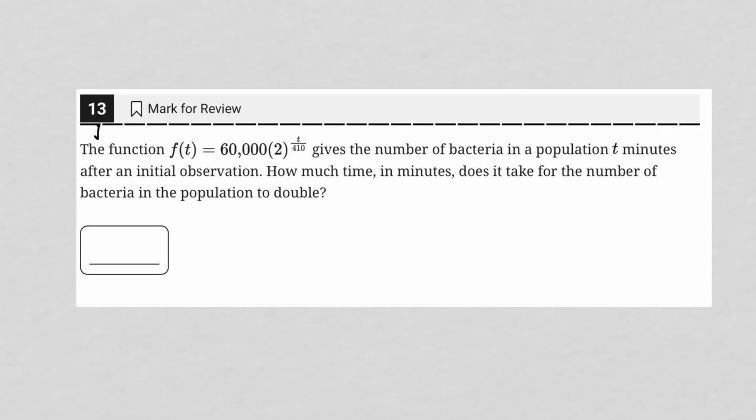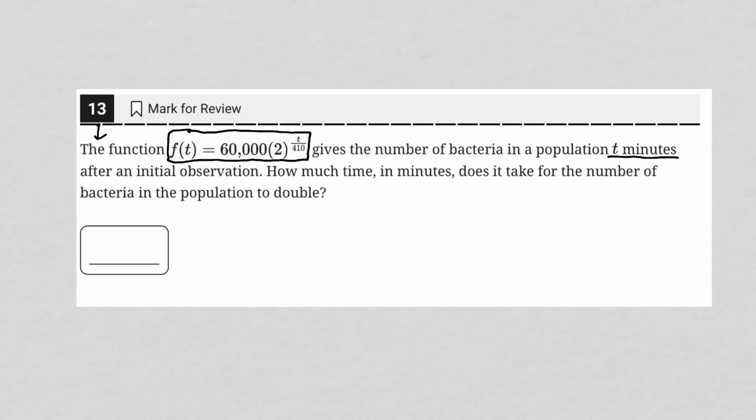So this question says the function f of t equals 60,000 times 2 to the t over 410 power gives the number of bacteria in a population t minutes after an initial observation. How much time in minutes does it take for the number of bacteria in the population to double?